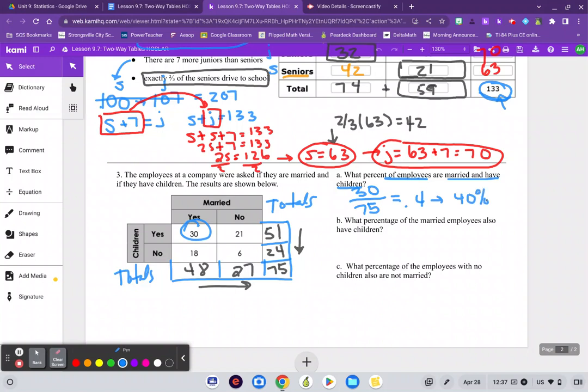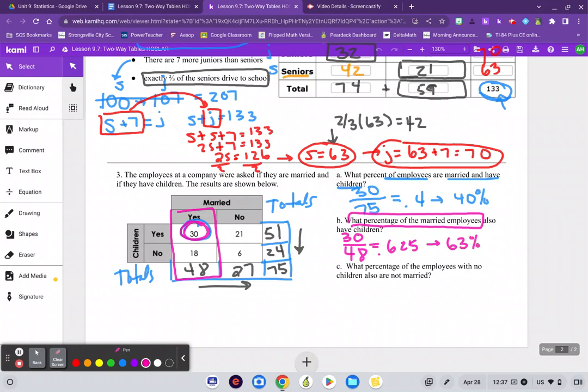B says, what % of the married employees? Okay, let's take a look. What % of the married employees? So that's going to be my denominator now. So married employees, that's yes. Looking at this column here. And that column is out of 48. So what % of the married employees also have children? So I'm looking at a yes to children out of the whole group that's married. So 30 out of 48, which is 0.625 or about 63%. Okay.